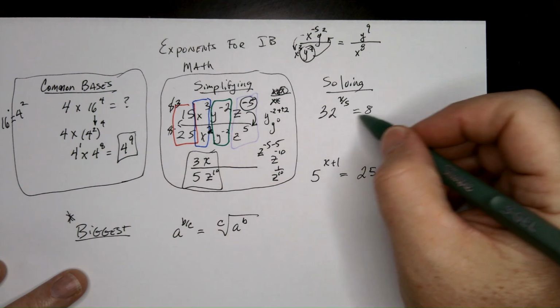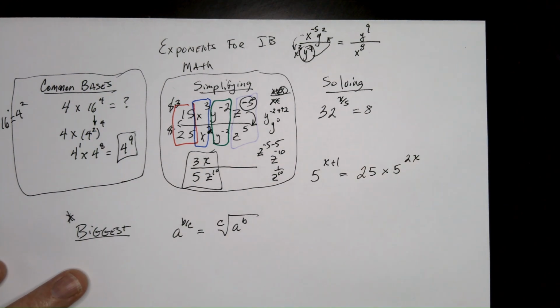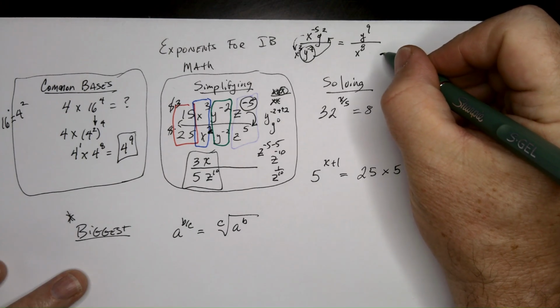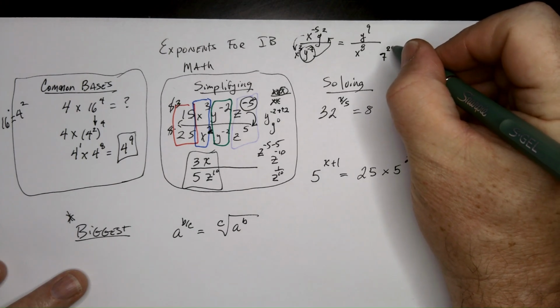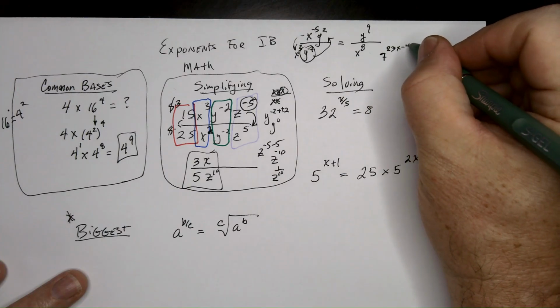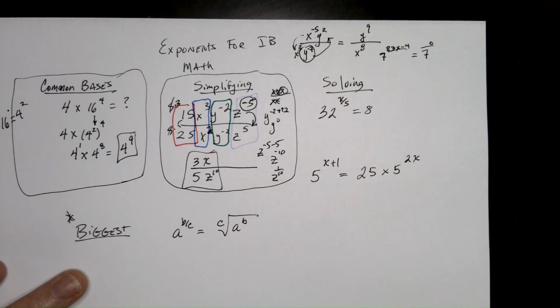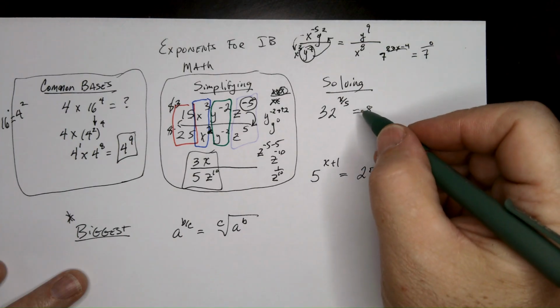If I can rewrite these numbers so they have a common base, then it's going to be pretty easy, because if I had a base of 7 and I had a whole bunch of stuff up here and it equaled 7 to some other stuff, then the exponents would be equal to each other. So that's what I'm going to do here.